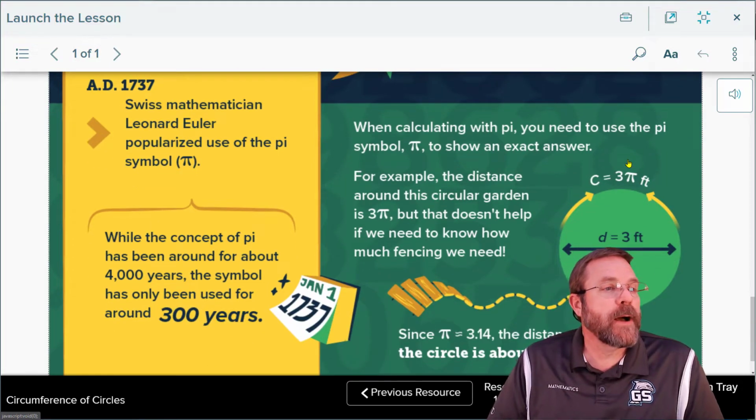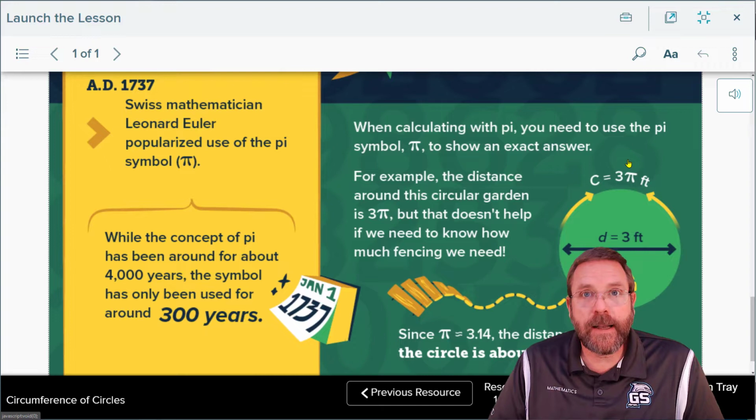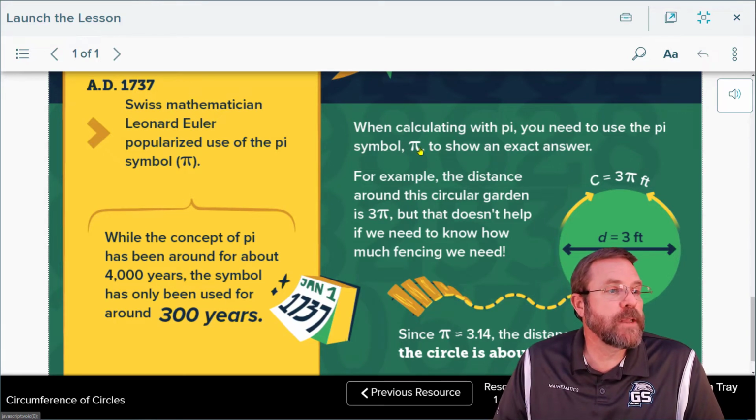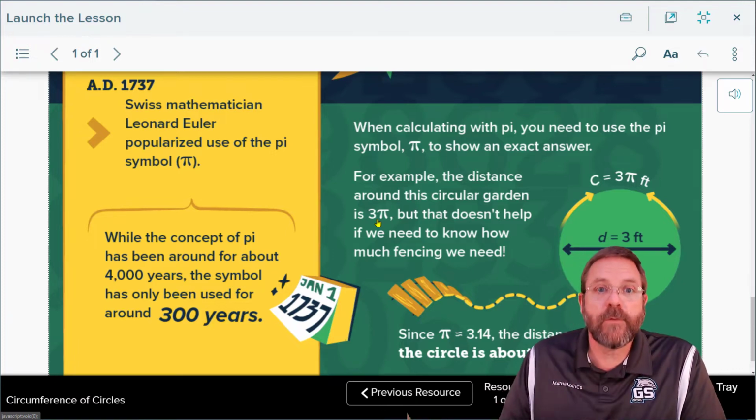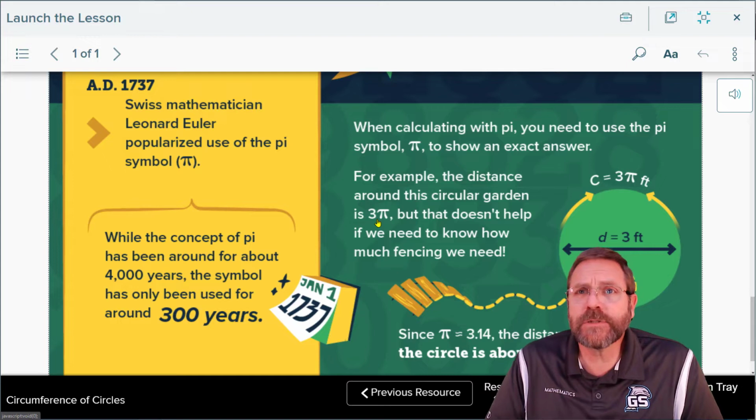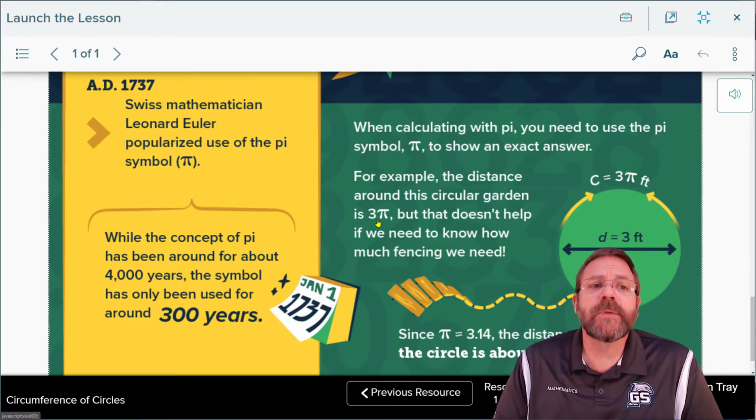When calculating pi, you need to use the pi symbol, which is this little Greek thing right here, to show the exact answer. For example, the distance around a circular garden is going to be 3 pi, not 3 times 3.14 and whatever answer you get, because that's not precise. It's not precise because pi is an irrational number.